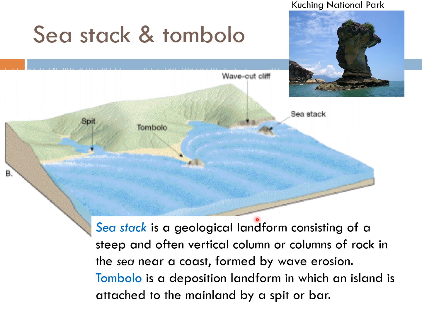Meanwhile, Tombolo is a deposition of a landform in which an island is attached to the mainland by a spit or bar. Example here, this is an island. We have a sandy formation here which attach the island to the mainland, and that is the Tombolo. So how does this Tombolo form?